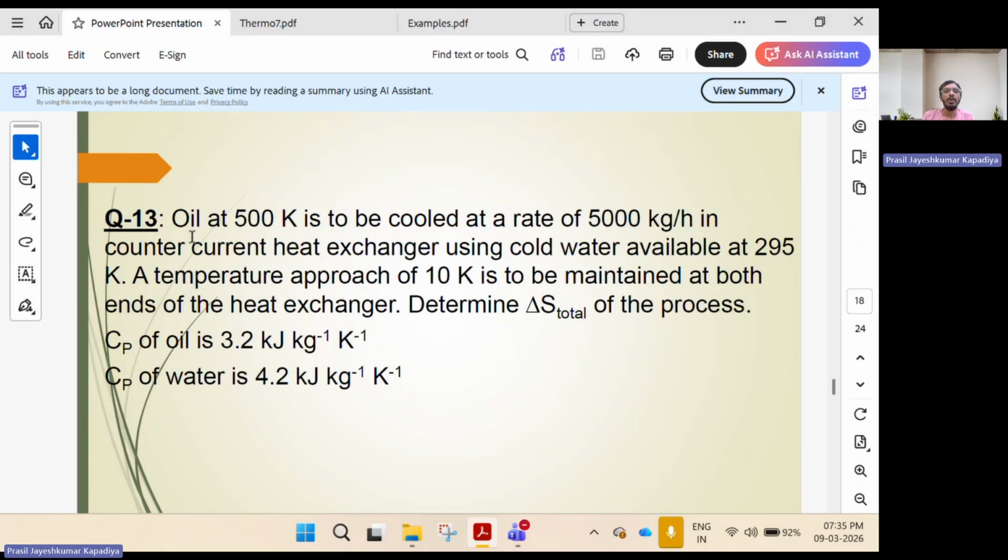Okay, we are saying that oil at 500 Kelvin is to be cooled at a rate of 5000 kg per hour in a counter current heat exchanger. What is counter current heat exchanger? Counter current heat exchanger means hot is entering from this side and cold is entering from the opposite side. So that is called counter current heat exchanger. And when we are dealing with co-current, it is both the same way.